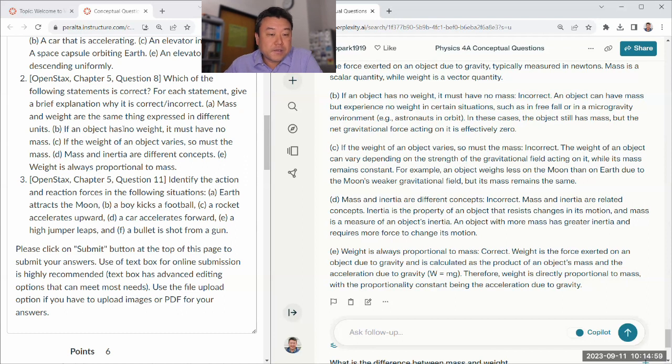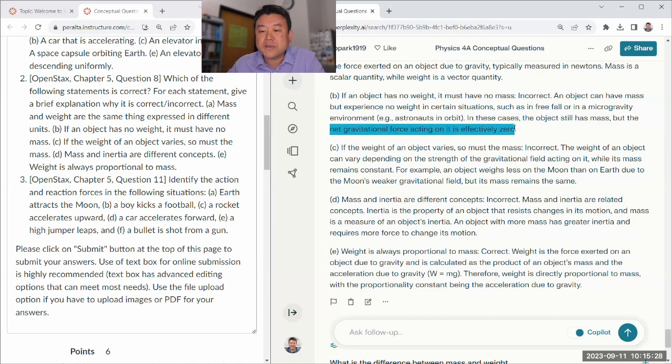If an object has no weight, it must have no mass. Not necessarily. Right, incorrect. In free fall, right? In which case, it would have no apparent weight. It would still have weight in the way we define the word weight, gravitational force. In free fall, there's still gravitational force. Microgravity environment is free fall.